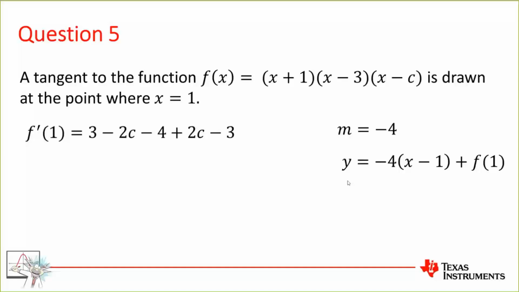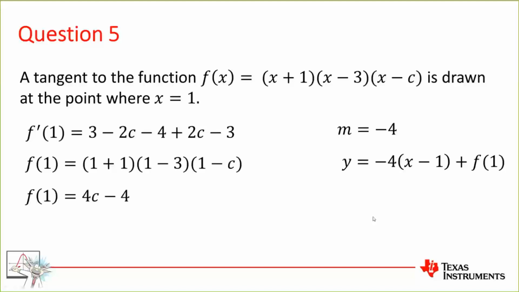So I need to know what f of 1 is in order to figure out the final part of this tangent line. So I go back to my original function, f of 1, and I get 4c minus 4. So in other words, in this tangent equation, I need to replace the f of 1 with the 4c minus 4, which simplifies to that. So that's the equation to my tangent.